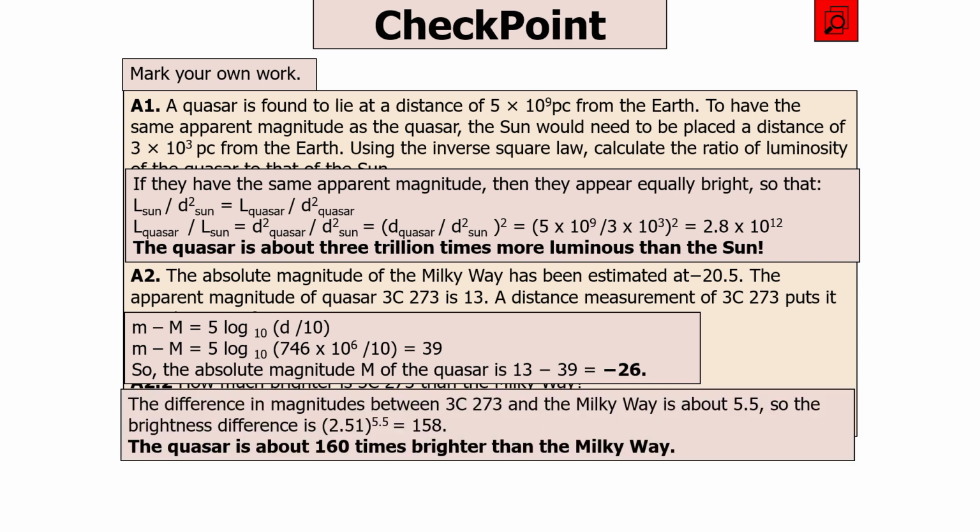Now, how can you work out the difference in brightness? Well, the difference in magnitude is 5.5, because you can see the quasar is minus 26 and the Milky Way is minus 20.5. To work out the brightness difference, it is 2.51 to the power of the magnitude difference. That's Pogson's ratio. So it's 2.51 to the power of 5.5, which is about 160 times.